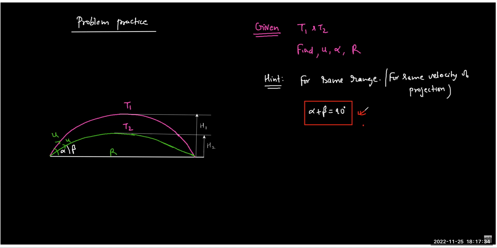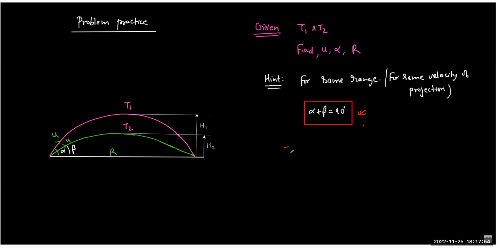Okay, I think I have given enough time. So anyone getting the answer? Sir, I got the answers for alpha and R. Alpha and R. Very good. What is the alpha answer? Tan inverse T1 by T2. Very good.